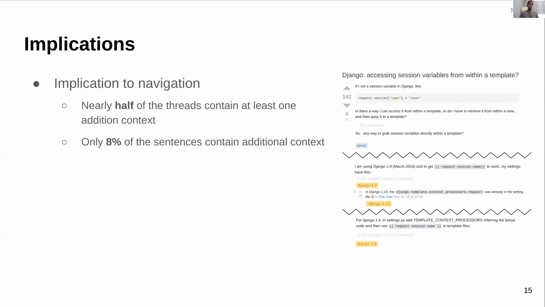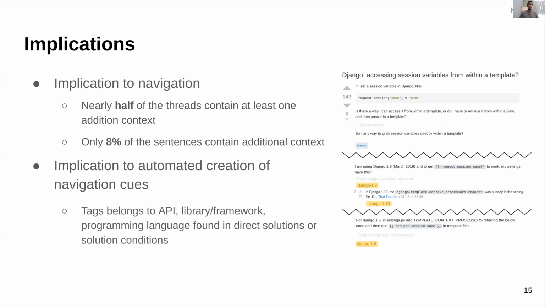And if somebody is interested in creating these navigational cues automatically, they could focus on tag categories that belong to APIs, library frameworks, programming language, and as well as they could focus on the intentions, like the direct solutions and solution conditions.